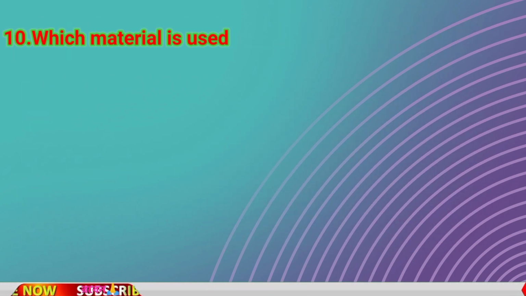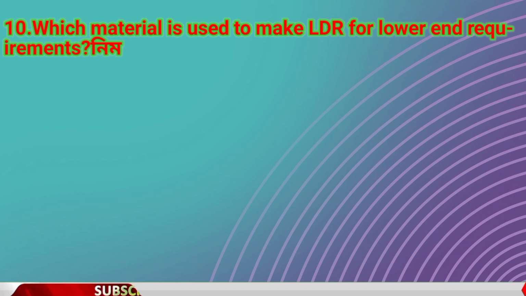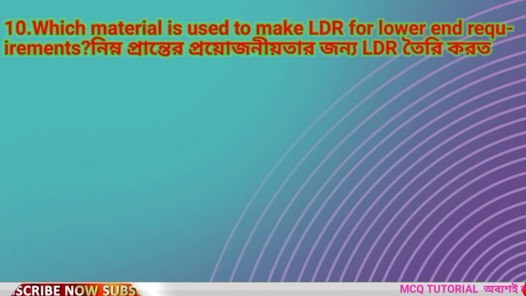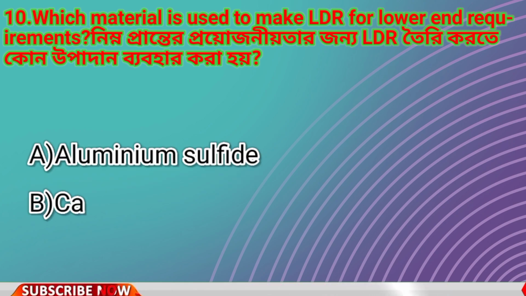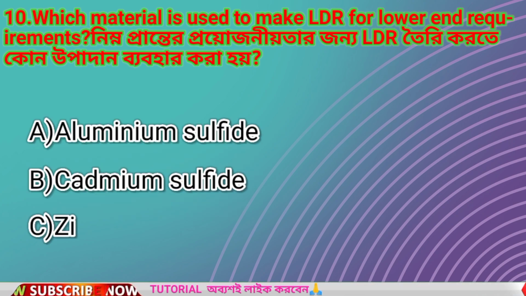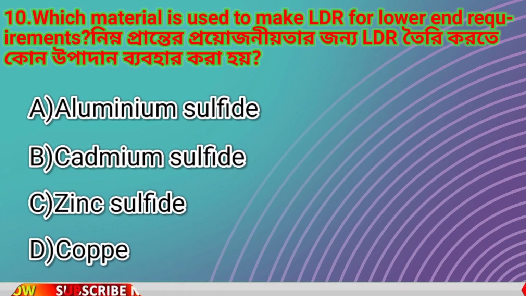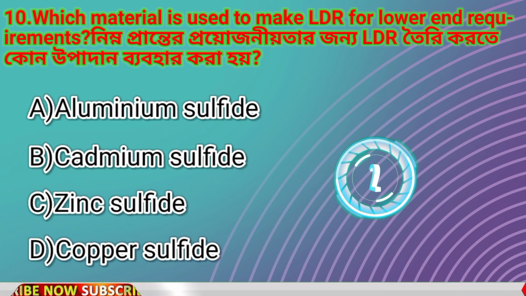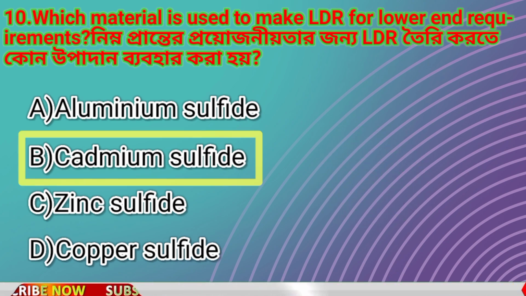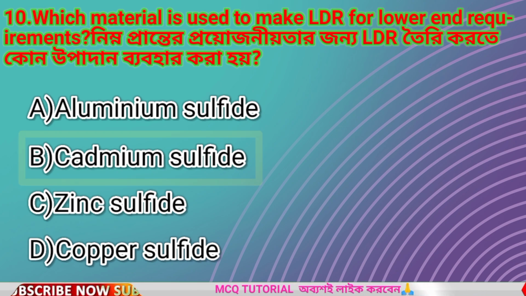Which material is used to make LDR for lower end requirements? Option A aluminium sulfide, option B cadmium sulfide, option C zinc sulfide, option D copper sulfide. উত্তর হবে option B cadmium sulfide.